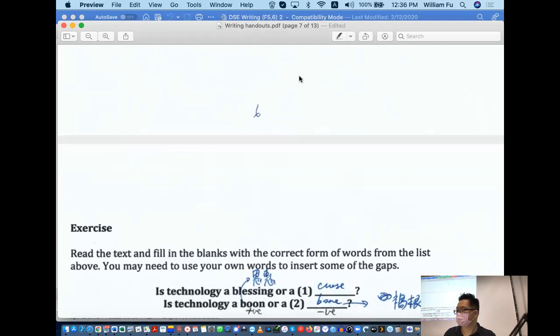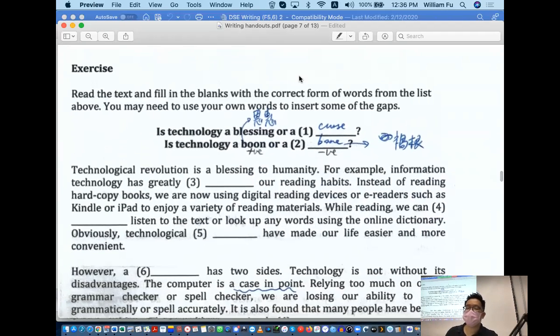Now, technological revolution is a blessing to humanity. Now, for example, information technology has greatly what? Greatly transformed. Okay, transform our reading habits. Now, instead of reading hard copy books, now we're using digital reading devices or e-readers such as Kindle or iPad to enjoy a variety of reading materials. Now, while reading, we can what? Number 4. Anyone? Yes, simultaneously listen to the text or look up any words using the online dictionaries.